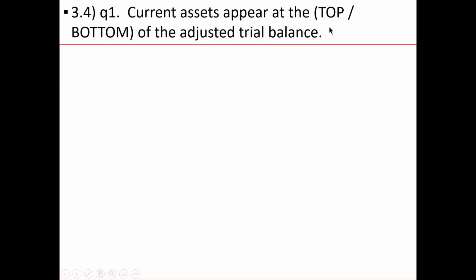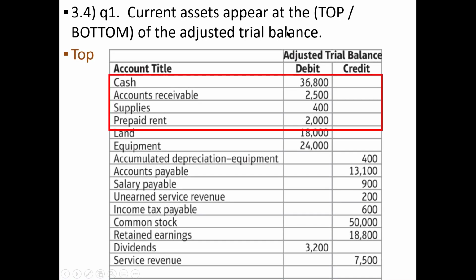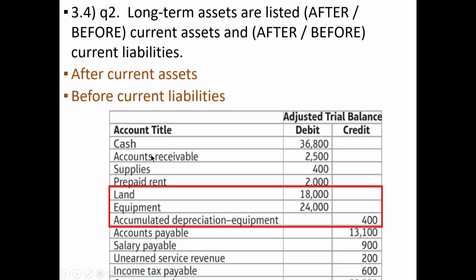Current assets. Now that we have an adjusted trial balance, where are we going to pull these from? And pull these from the top. The adjusted trial balance will list all the asset accounts at the top, but realize it's the current assets, the stuff we're going to use over the next year, that are the very, very top. Long-term assets are listed after current assets, before current liabilities. So all the assets are going to be in the first section, and the assets are going to be before the liabilities. But we list current assets first, long-term second.